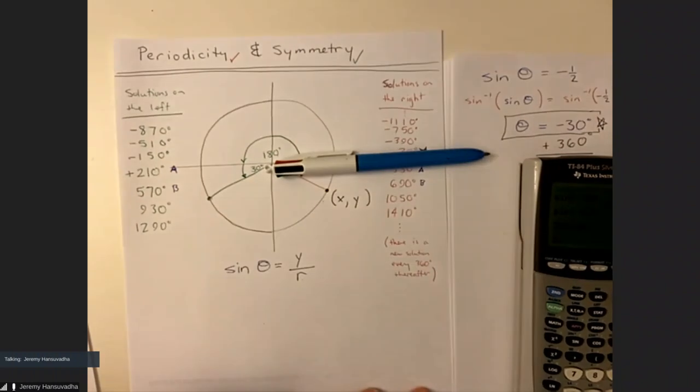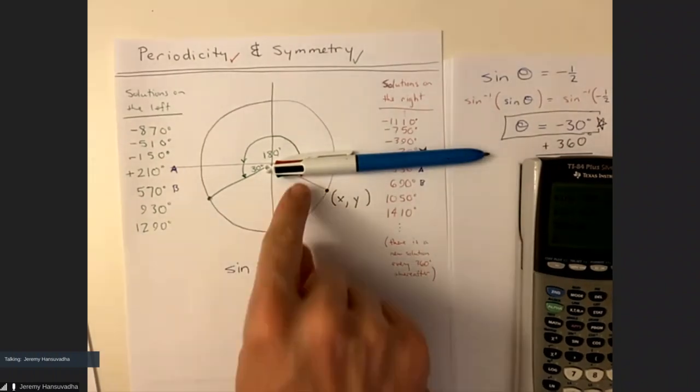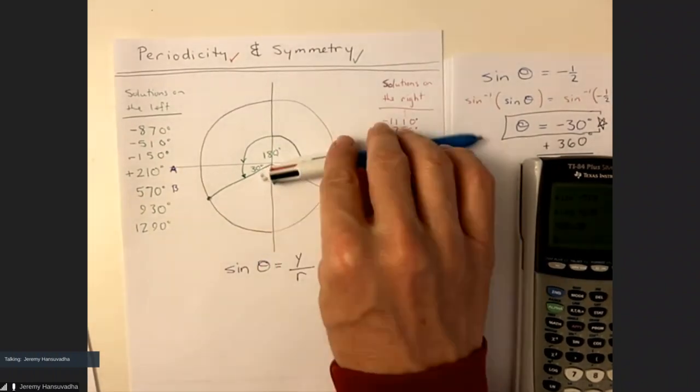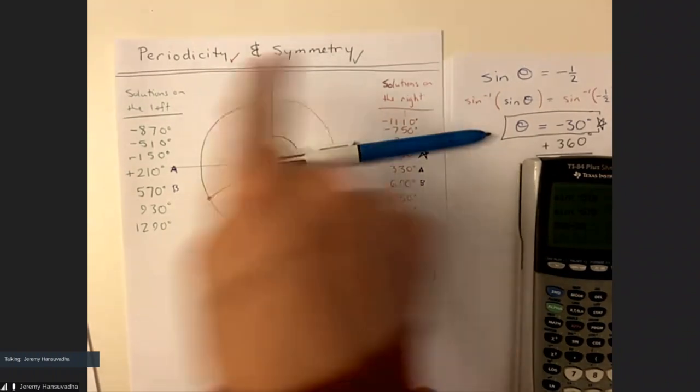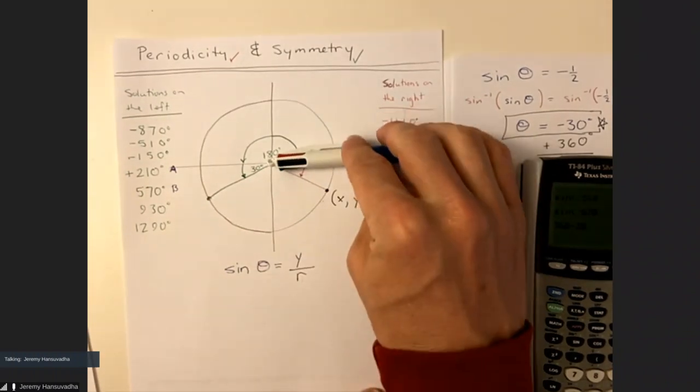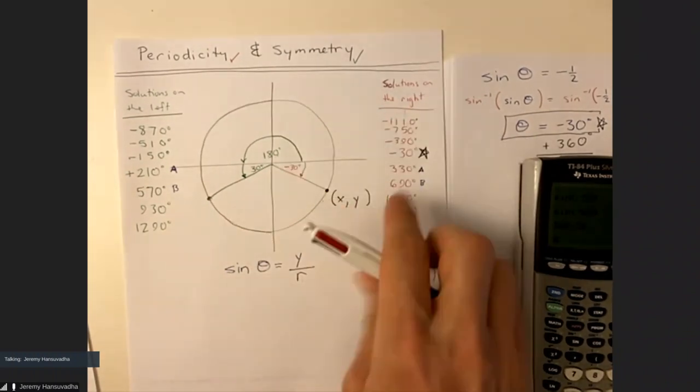630 plus 90 is 720. Uh-oh, I did it again. I went too far. I went too far by 30 degrees. So 720, that's 2 full rotations. 720 minus 30, you guessed it, 690.